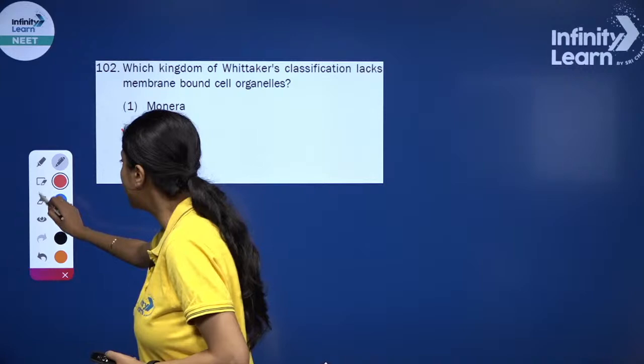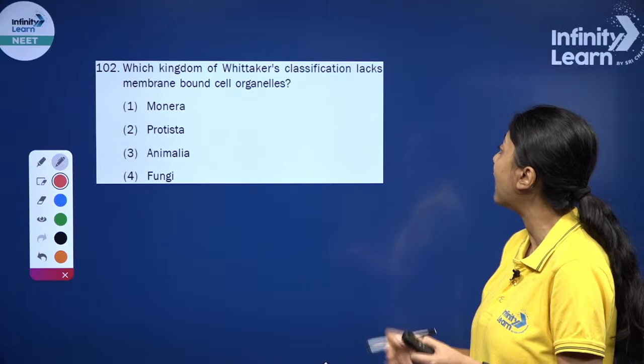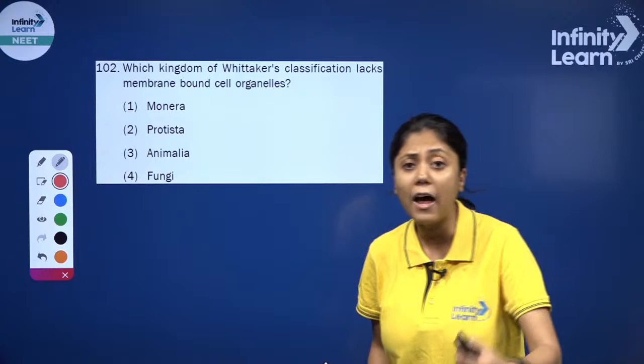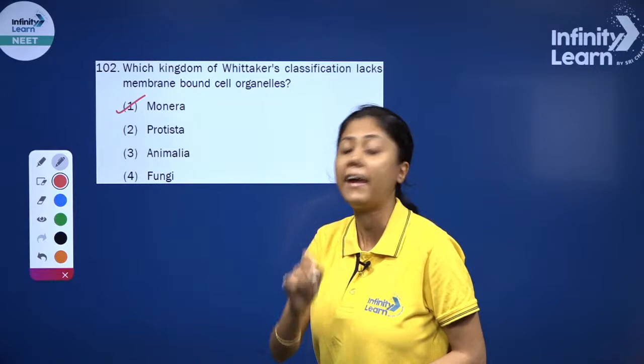Which kingdom of Whittaker's classification lacks membrane-bound cell organelles? Very simple question. You know that kingdom Monera will be lacking membrane-bound cell organelles. So option one is the correct option. Next, moving on to the next question.